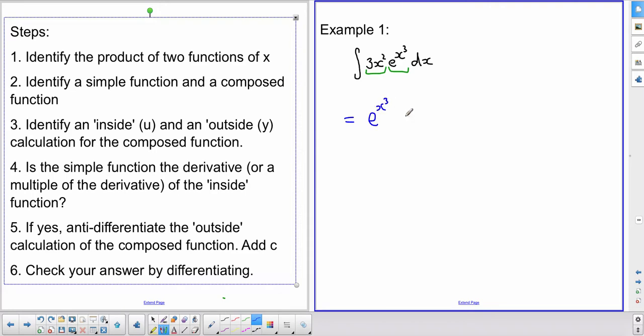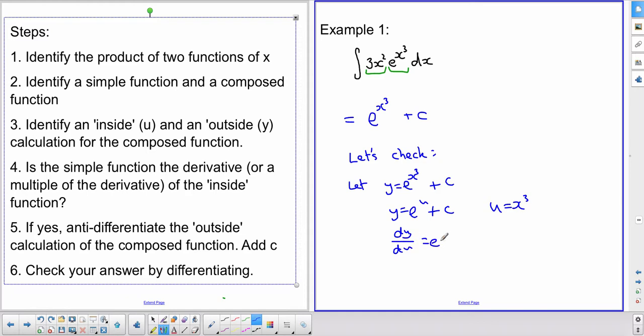That means we are on to step 5, which means just antidifferentiate the outside of the composed function. The outside was simply e, and e antidifferentiates to e. So let's check that out using the chain rule. du by dx. So dy by dx is the product of those two, and that is what we began with.